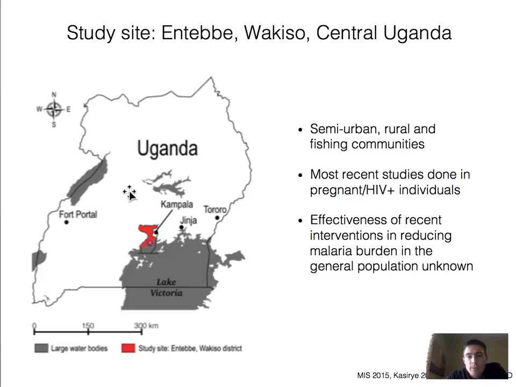Just to give you a brief overview of the geographic location of the study site, Wakiso district is located on the shores of Lake Victoria and is home to semi-urban, rural, and fishing communities. Most recent studies on malaria in this region were done in pregnant women or HIV-infected individuals, and therefore the malaria prevalence in the general population is not very well understood.